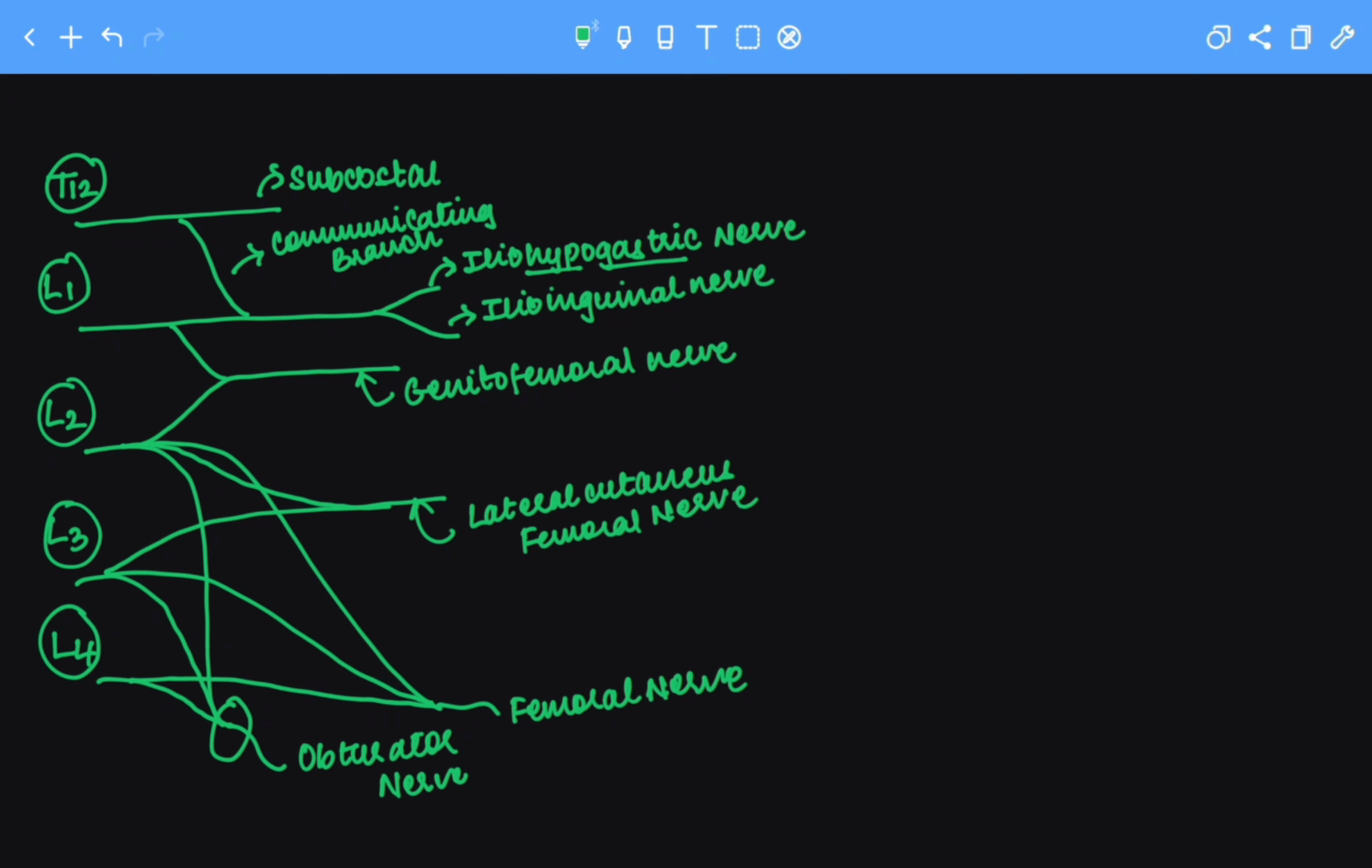Now we come to the thigh region. So when we come to the thigh region, we are actually moving lateral to the ilioinguinal nerve. So first we have the lateral cutaneous femoral nerve, which is going to supply the lateral part of the thigh. Next we have the femoral nerve that's going to supply the anterior part of the thigh. And finally we have the obturator nerve that's going to supply the medial portion of the thigh. So these are the nerves of the lumbar plexus.